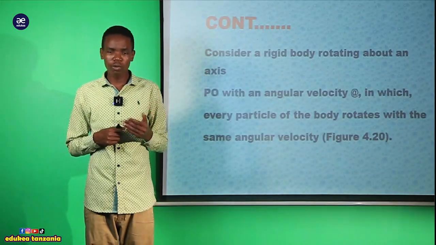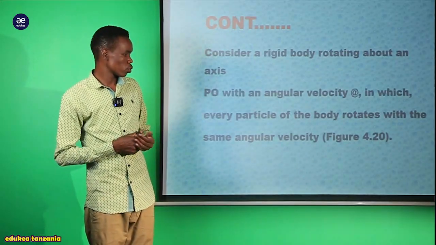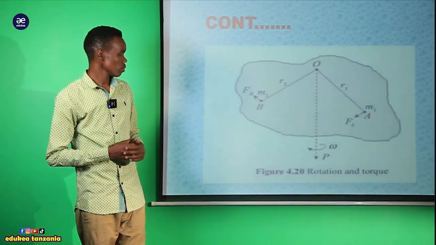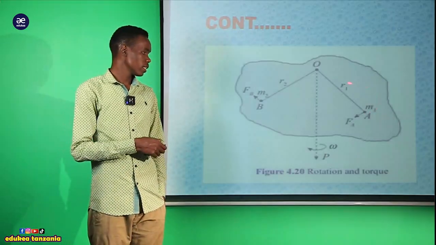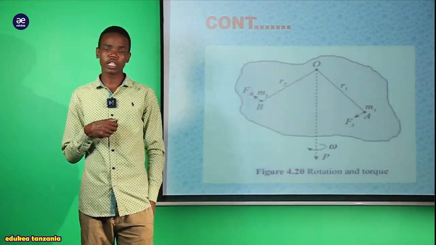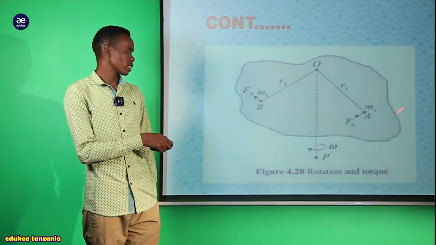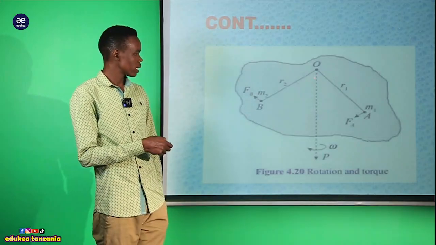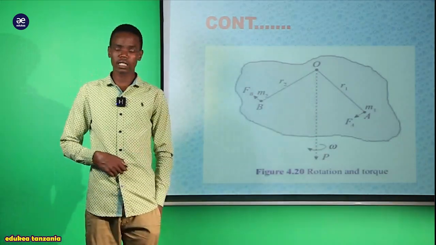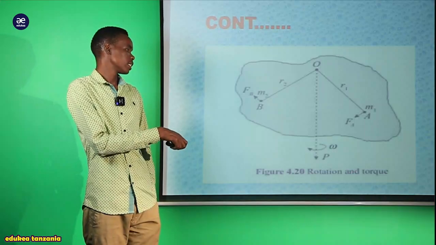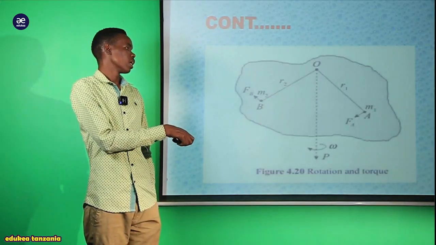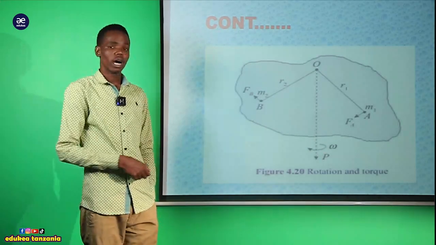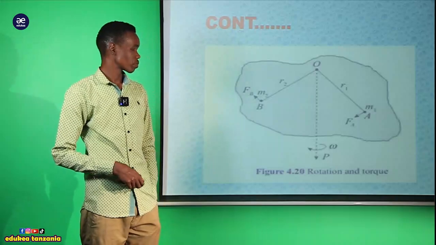Now, how can we get the torque? That is what we are going to see on our figure number 20 for our first topic here. So, my dear student, this is a rigid body that indicates the rotation and the torque. Once we observe here, O is the center and OP is the axis of rotation. This indicates the angular velocity. Kwa hiyo hapa ni angular velocity, na hii OP ni axis of rotation.